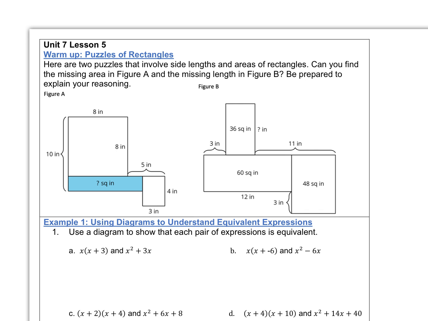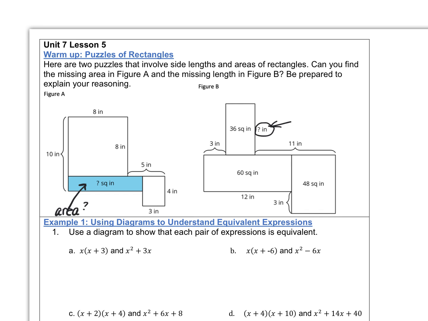So let's go ahead and just start with the warm-up. It says, here are two puzzles that involve side lengths and areas of rectangles. Can you find the missing area? So using kind of like deductive reasoning, you might have to work backwards. But your goal here in the first one is to find the area of this rectangle. And then in the second one, you are finding the missing side length. So I would suggest pausing the video here and trying it on your own.